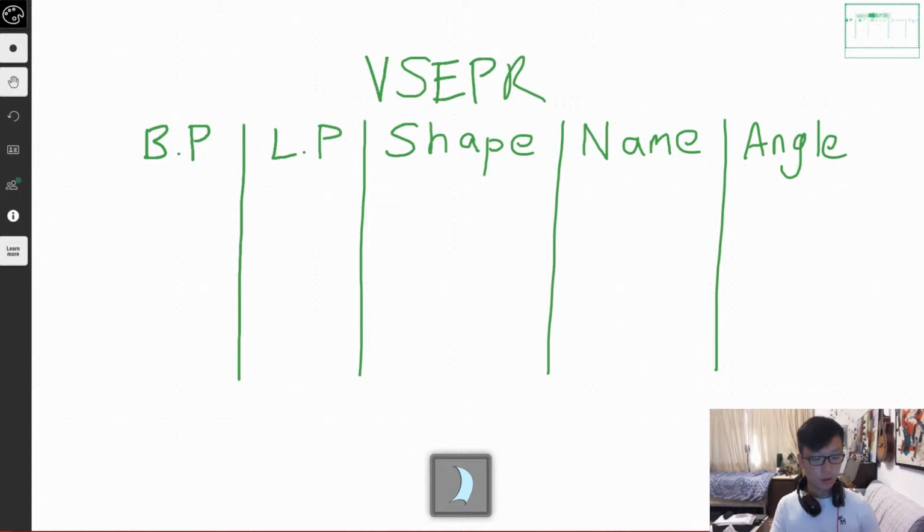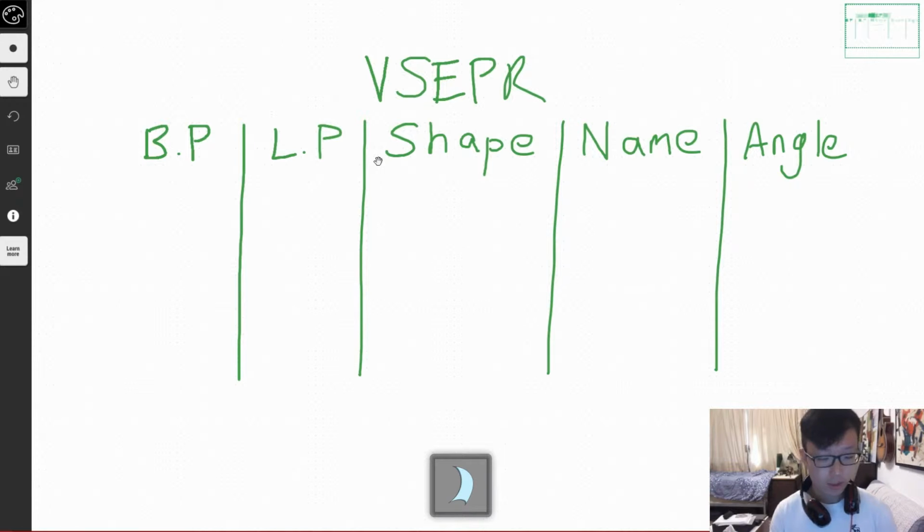Okay, so today we're going to be talking about topic 4 of IB chemistry, which is molecular shapes and bonding. Specifically, I'm going to be teaching you about valence shell electron pair repulsion, which is what the VSEPR represents here at the top. Now, first, some terms I need to define, BP and LP. So BP stands for bonding pair and LP stands for a lone pair.